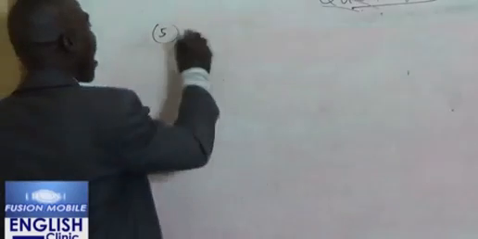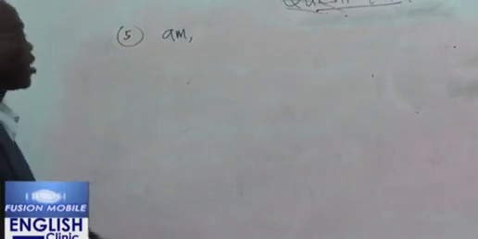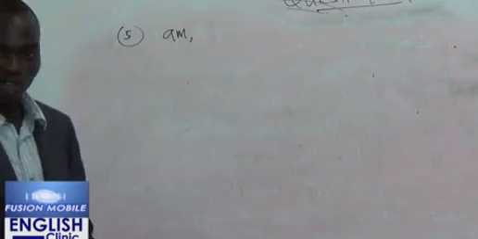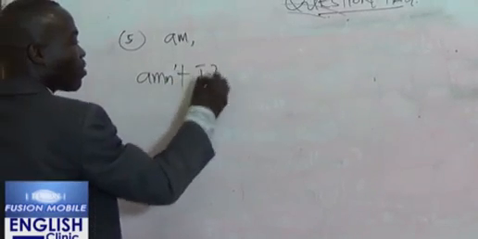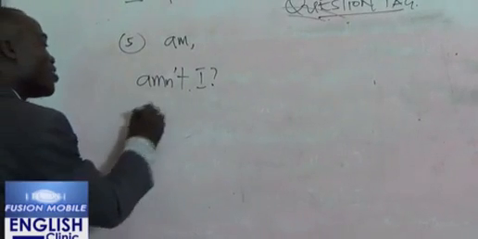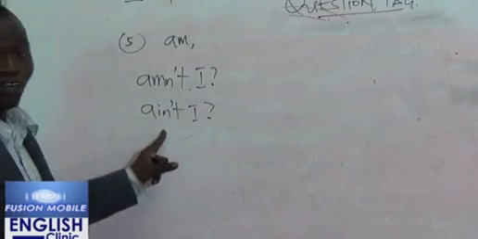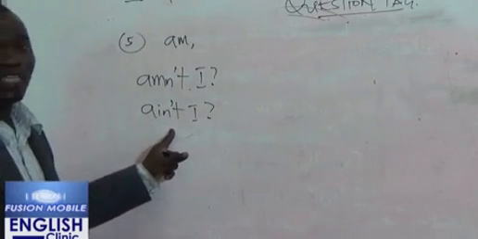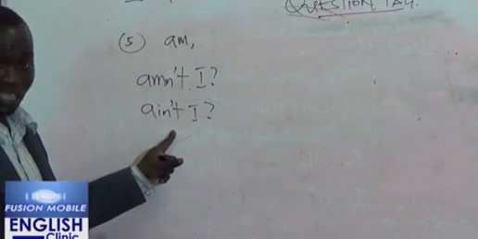Now the fifth rule has to do with the verb am. Before we talk about the verb am, I want us to understand this, that in the English language, there is nothing like amn't I. It's odd. Amn't I. And even though there is something called ain't I, you have to be very careful. Ain't I is acceptable in American English, but in British English it is not acceptable.